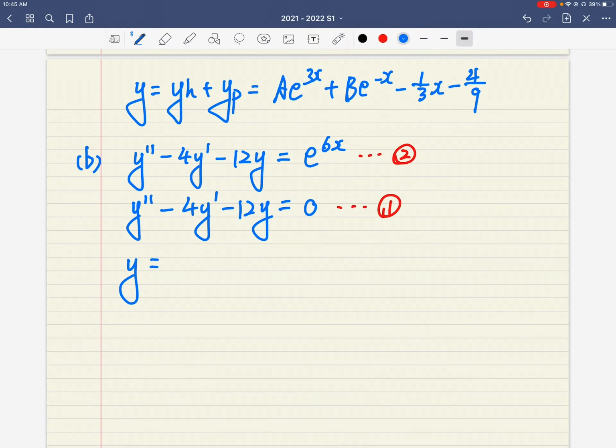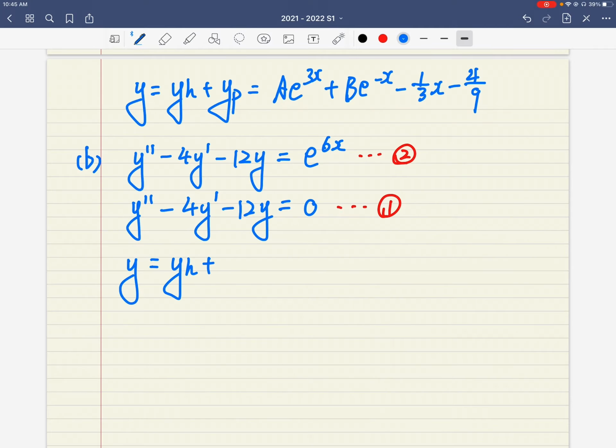So the general solution of the second equation is the general solution of the first equation plus the particular solution of the second equation. By first, I mean this one. By second, I mean this one.